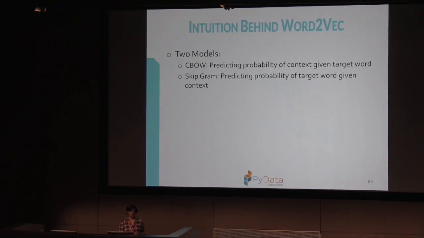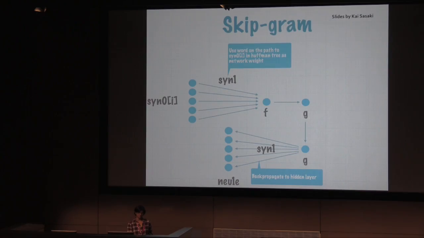It has two different approaches, and I'm going to get into a little bit of detail. That is CBOW, which is predicting the probability of the context given a word. So if you have 5 words, the presence of one word would predict the presence of other words. The other is skip-gram, where you're predicting the probability of a given word given the context.